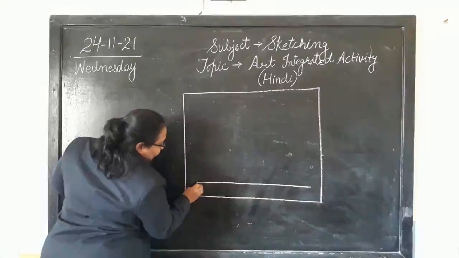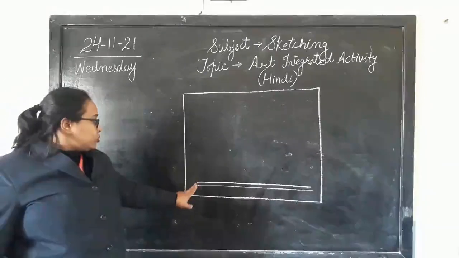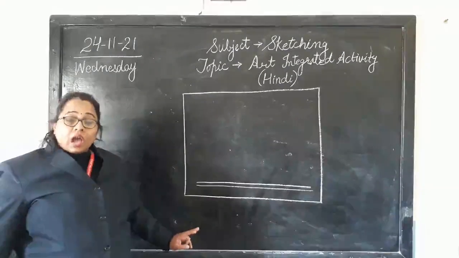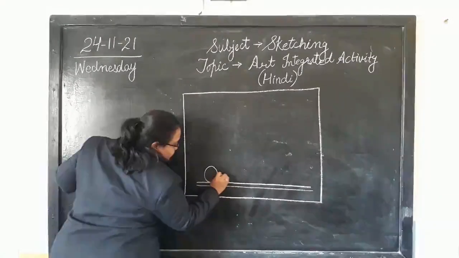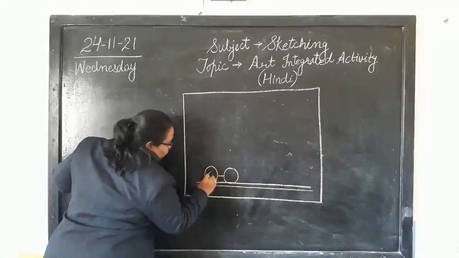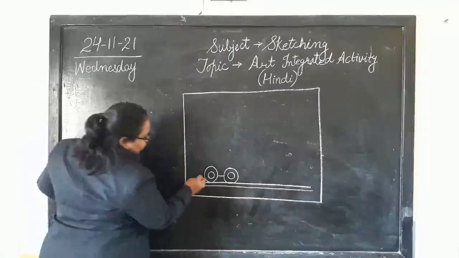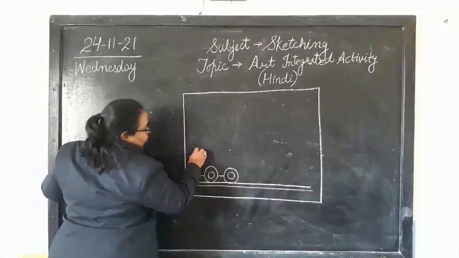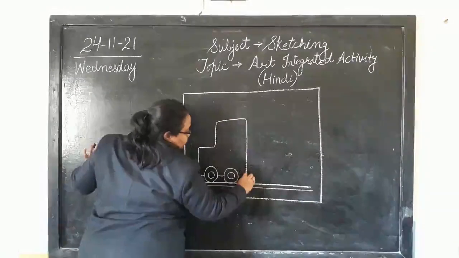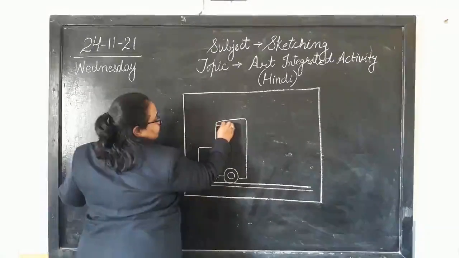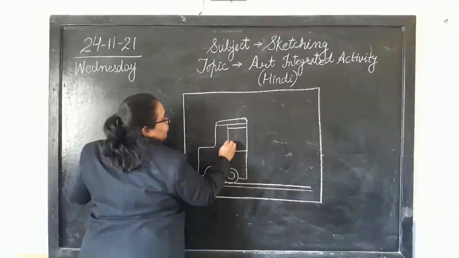Two sleeping lines, big sleeping lines of equal size. You have to make two sleeping lines at a small distance. Make two sleeping lines like this. Understood? Now we will make two circles first. One, at a little distance. Two, we'll double it. This much done. Now go like this. Down like this. And this is how we'll make our engine.